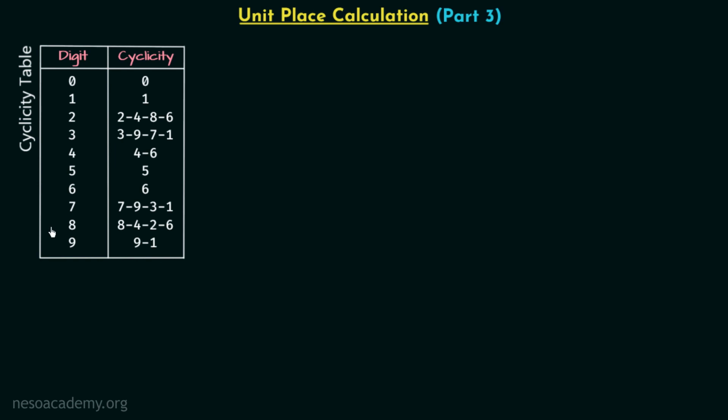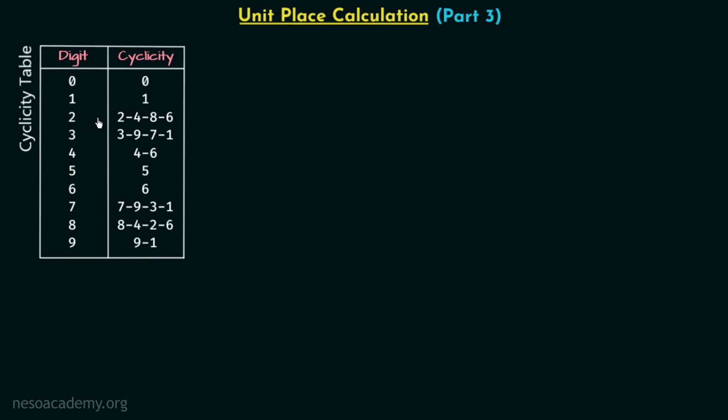The calculation for the unit place using the cyclicities of digits 2, 3, 7 and 8 is not that straightforward. It is a little different when compared to the other cases we have discussed till now. Therefore, this lecture is very important, so try to understand the entire process. Now we will move on to the cyclicity of digit 2.